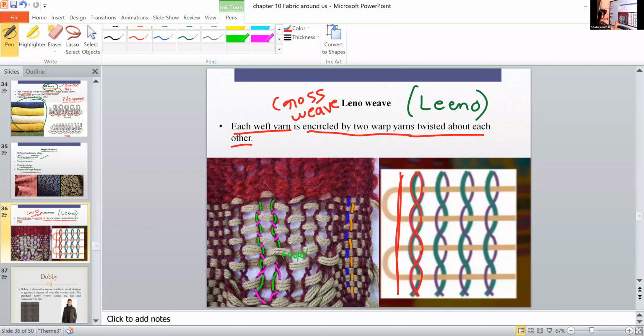Look at this picture. There is a twisting of warp yarns, right? And then a weft yarn is encircled, right? The weft yarn is encircled by this twisting. That is called Leno weave. These Leno weaves, or the fabrics with Leno weaves, are very light in weight. It's a characteristic of the Leno weave.